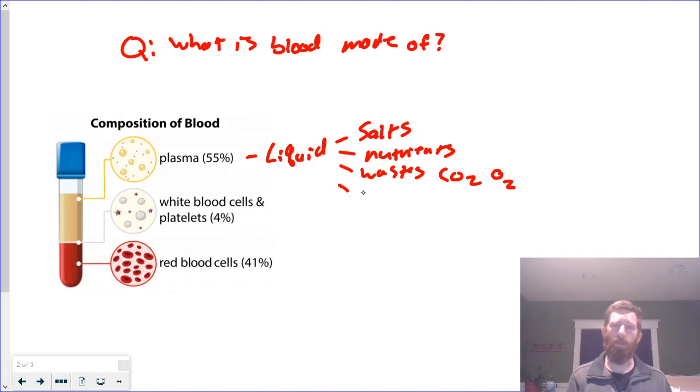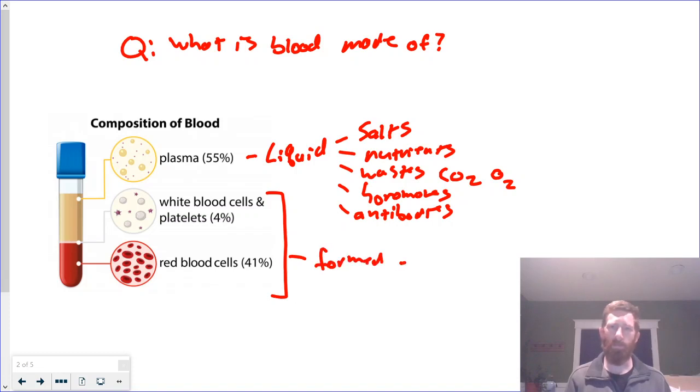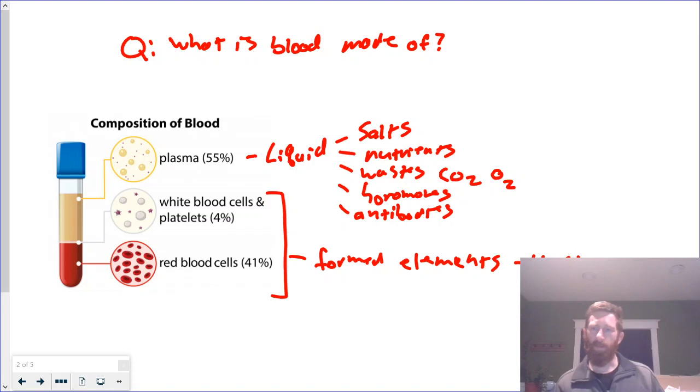Hormones are carried in the blood, in the liquid part of the blood. And then antibodies, which interact with cells, but they're not actually cells, right? So blood plasma is the liquid, and it carries these things. And then the white blood cells, platelets, and the red blood cells all together are called the formed elements. So the formed elements, if you can do a little simple math, make up 45% of blood volume, right?